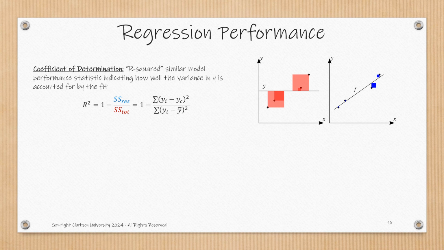So in summary, R squared provides a measure of how well observed outcomes are replicated by the model based on the proportion of total variation of outcomes explained by the model. It's not the only measure of regression performance. Other goodness of fit measures include MSE, mean squared error, RMSE, root mean squared error, MAE, mean absolute error, AIC, Akaike information criterion, and BIC, Bayesian information criterion.